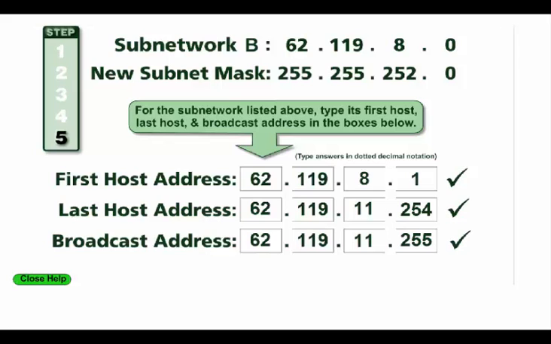Once you complete typing in the first host, last host, and broadcast address for a subnetwork, a green check will appear to the right of each entry, and you'll be able to move on to the next subnet by clicking on the Next Subnet button. Continue completing the address ranges for all of your subnets, and you will have completed this step of the assessment. If you see a red circled check to the right of any of your entries, you must correct the entry before you can continue to the next subnet.